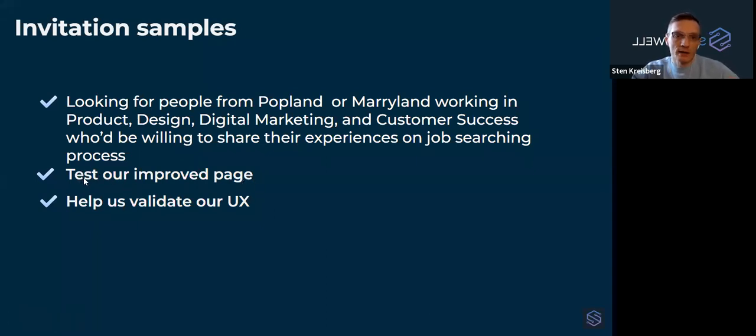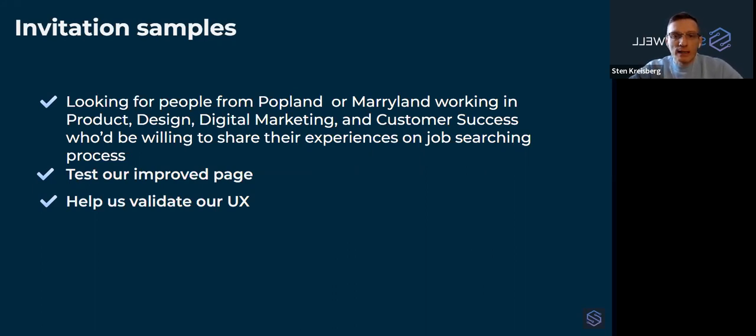For example, the second one is really simple, but: "test our improved page." What page? How is it improved? I don't have the understanding of what was improved previously or why. Also, "help us validate our UX" is quite tricky. Why? Because there are two things. First of all, validate: some people don't know actually what it means. Or the second thing is UX. It's such a special word that if you ask "help us to validate our UX," then maybe it's something scary. So it's better not to use this kind of words.